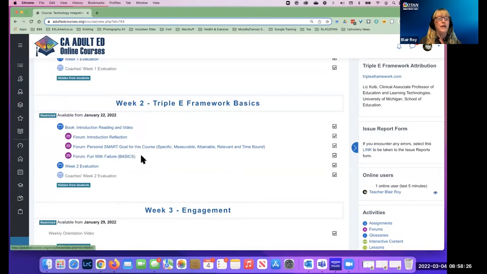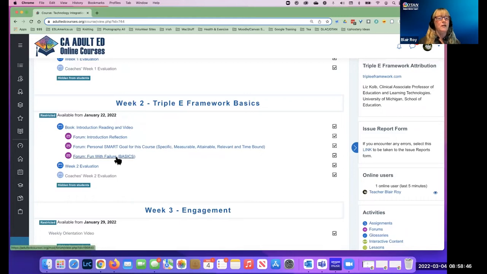So we had the reading, then again, we had more forums. And we also added, if anybody's familiar with SMART goals, we wanted our participants to create a SMART goal for themselves as they went through the pilot or the course, to help focus on what they were trying to gain from going through this course.